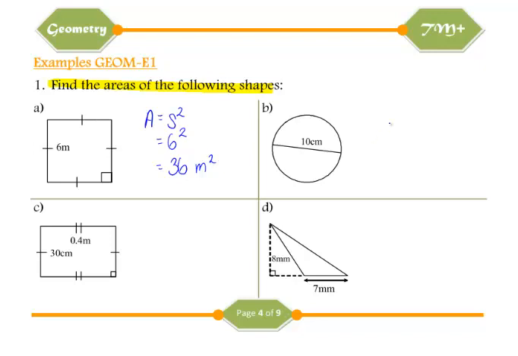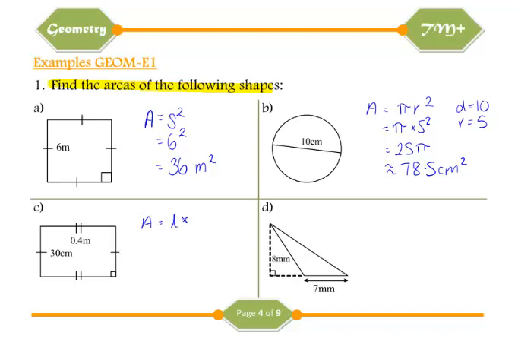Okay, part B is a circle. The formula for the area of a circle is pi r squared. Now here I have the diameter is 10, so the radius must be 5. So we've got pi times 5 squared, which is 25 pi, which is approximately 78.5 centimetres squared.